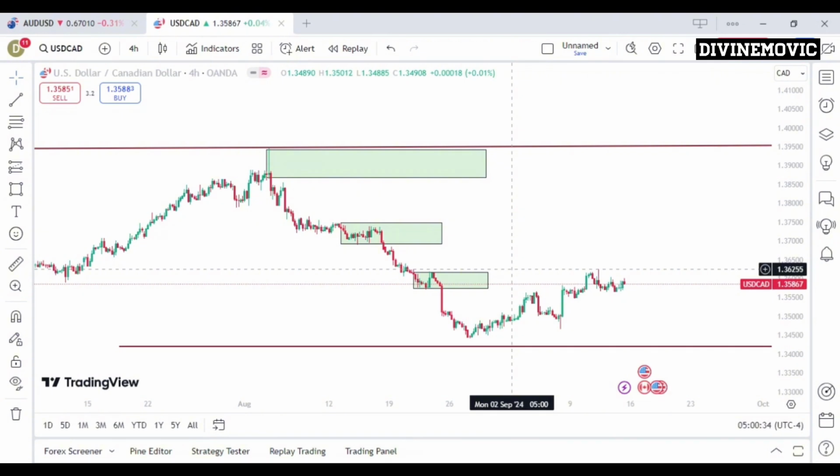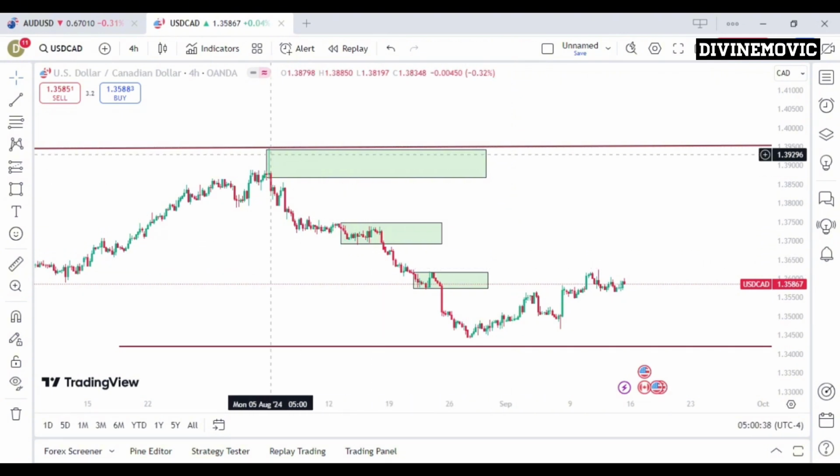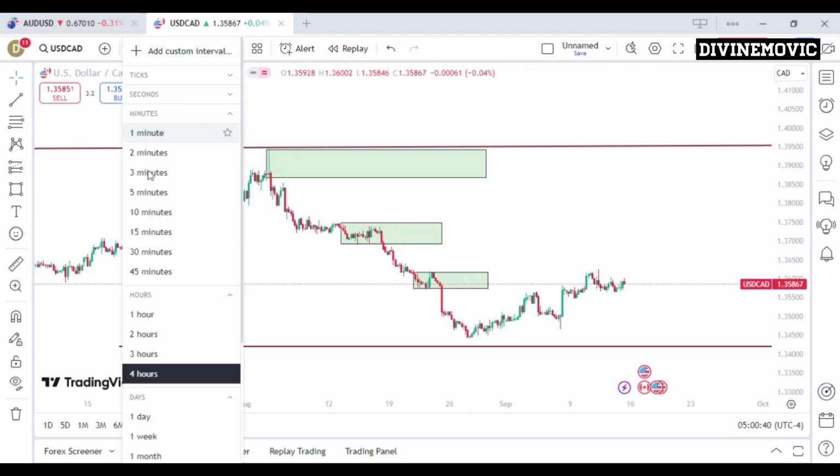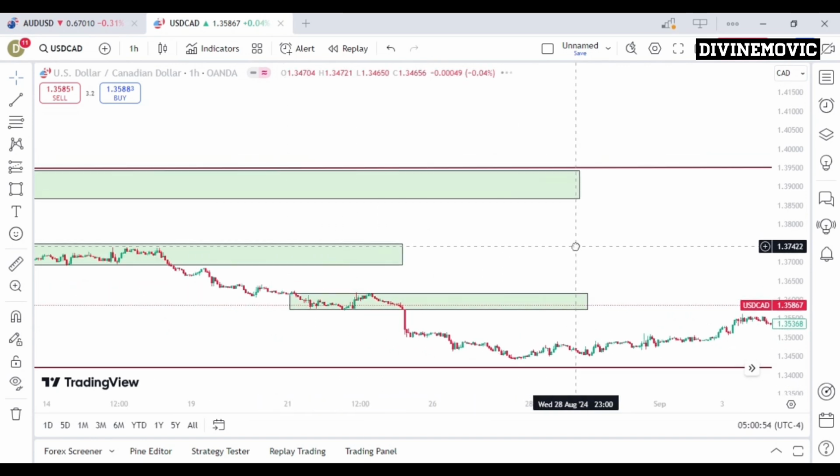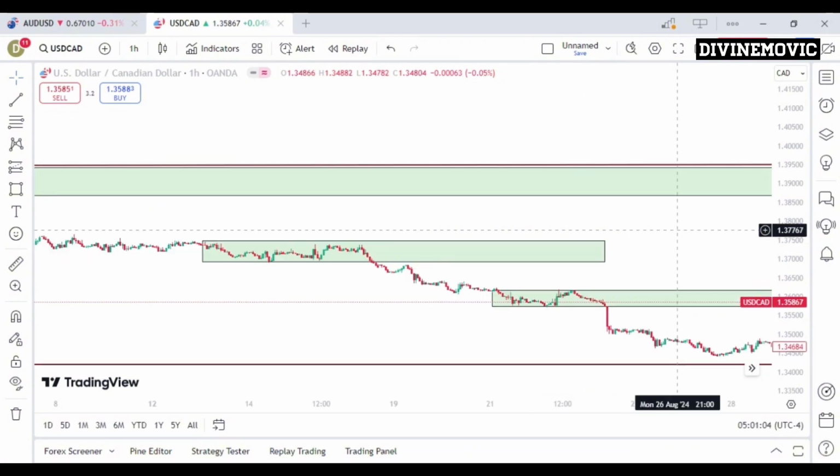We want to simply refine these zones to become point of interest, right? We want to refine these supply zones to become point of interest on the 1 hour time frame. That means on the 4 hours time frame, we are able to identify market structure and most importantly, supply and demand zones. Whereas on the 1 hour time frame, we're going to be refining those supply zones to become point of interest and most importantly, identify liquidity.